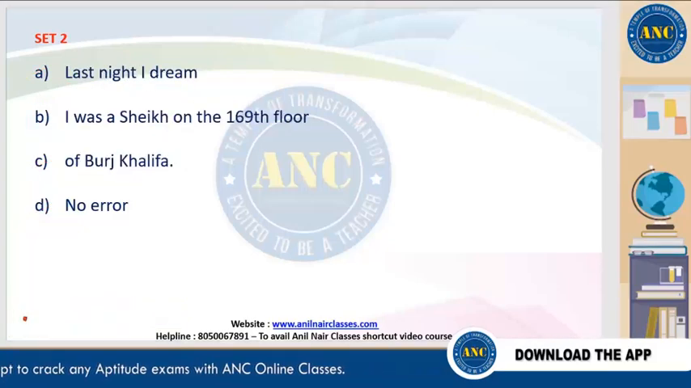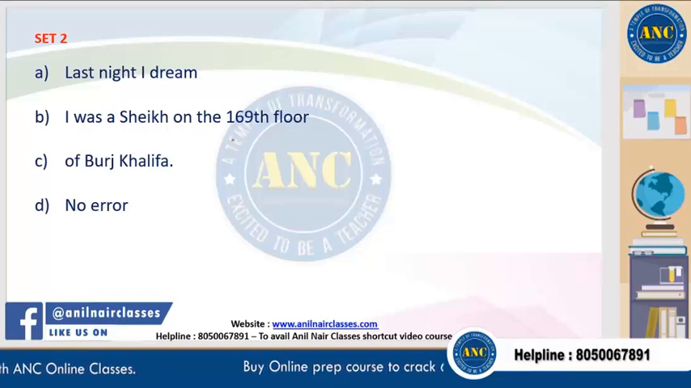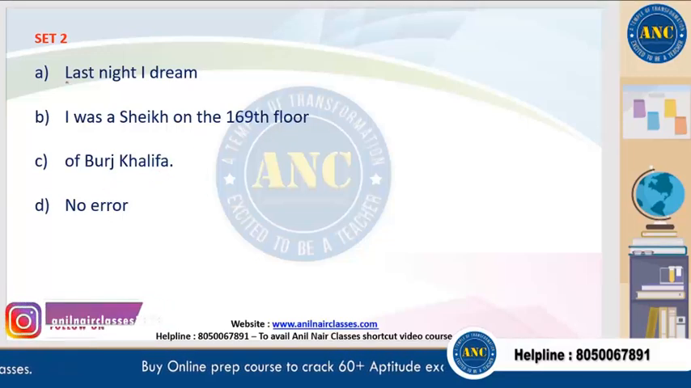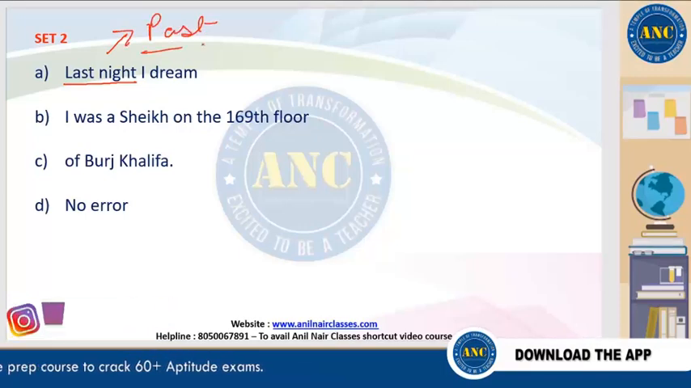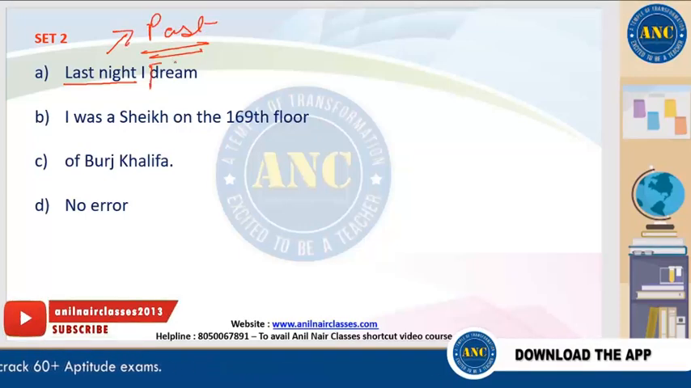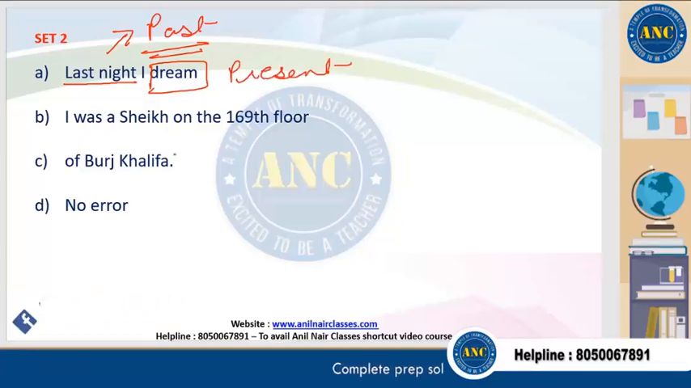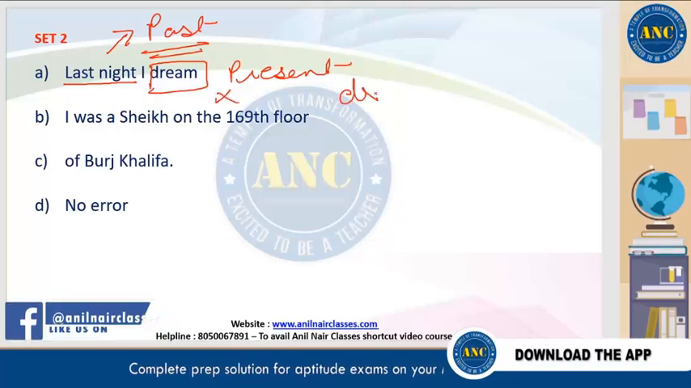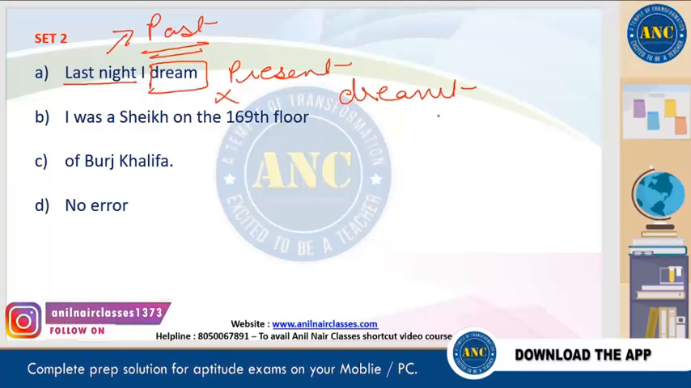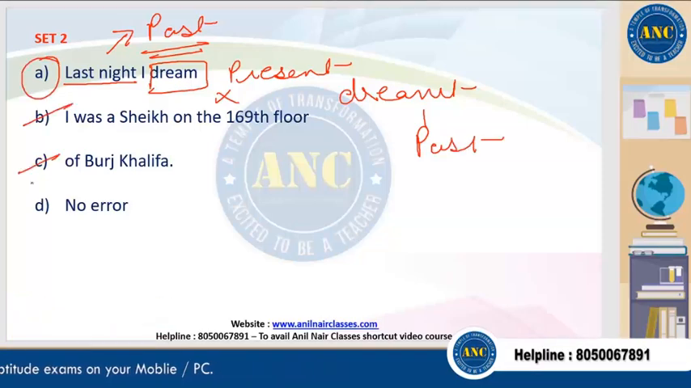Next one. Last night I dreamed I was a sheikh on the 169th floor of the Burj Khalifa. So "last night" helps me to know that the action has happened already. It's a past, right? So "dream" is in the present tense. So consistency is not there. So this is wrong. The correct thing should be "dreamt". We need the simple past over here. So the right answer is A. Get rid of B, C and D.